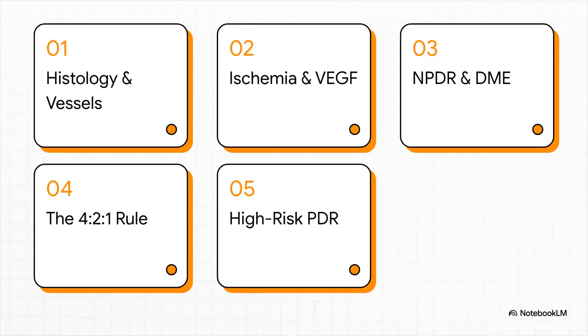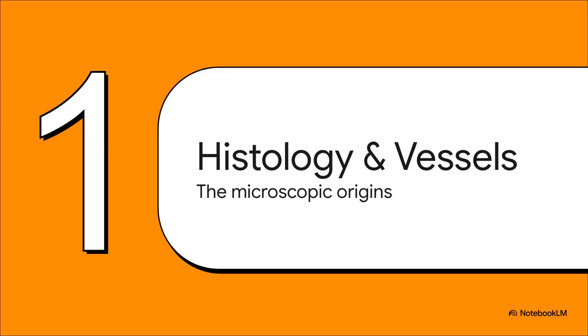So to master this, we're going to follow a 5-part clinical framework today. First, histology and vascular derangements, then ischemia and the VEGF cascade, diagnosing NPDR and DME, mastering the 4-2-1 rule, and finally, high-risk PDR. All right, let's jump right into Section 1, Histology and Vascular Derangements. This is where we look at the microscopic origins of the disease.